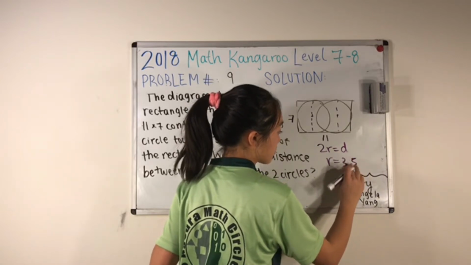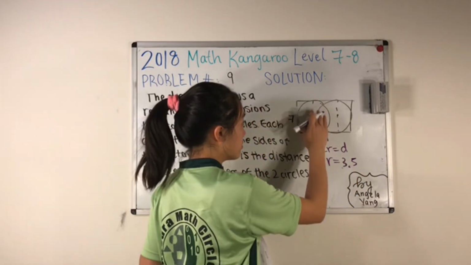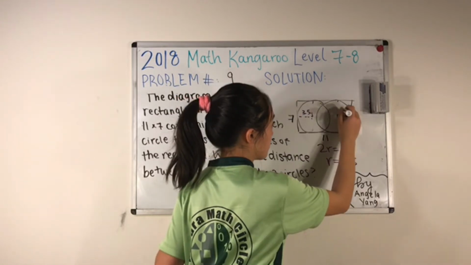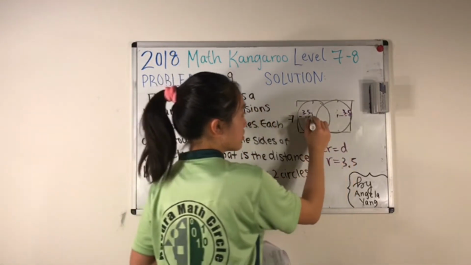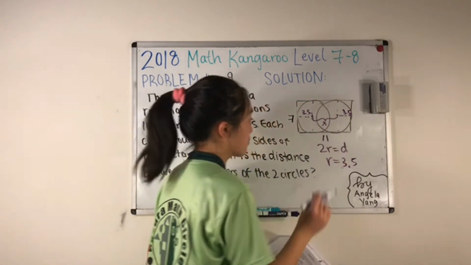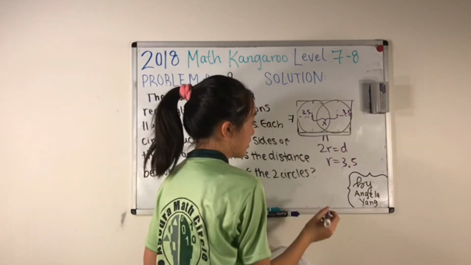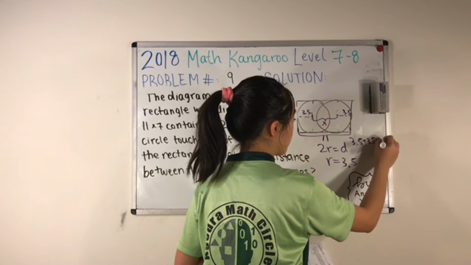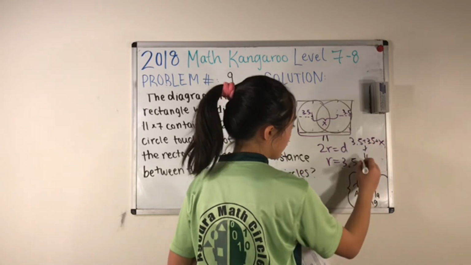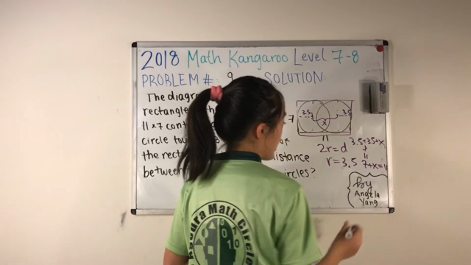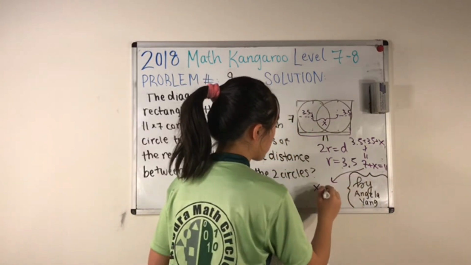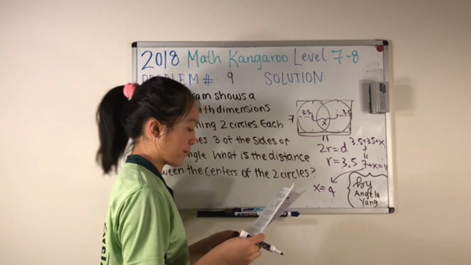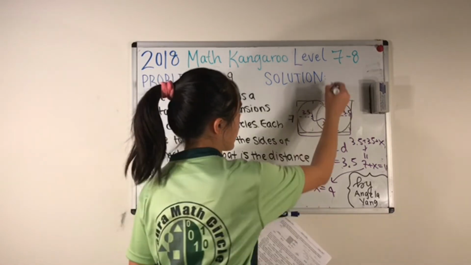Now how can we use this? Well, if we have 3.5 over here, we can see that this is 3.5 and this is 3.5. And the distance between the 2 circles is this area, which we'll refer to as x. And this whole thing is equal to 11. So now all we have to do is 3.5 plus 3.5 plus x is equal to 11, which is basically 7 plus x equals 11. And from that, we can get that x equals 4. So the distance between the centers of the 2 circles is 4, which gives us the answer of letter D.